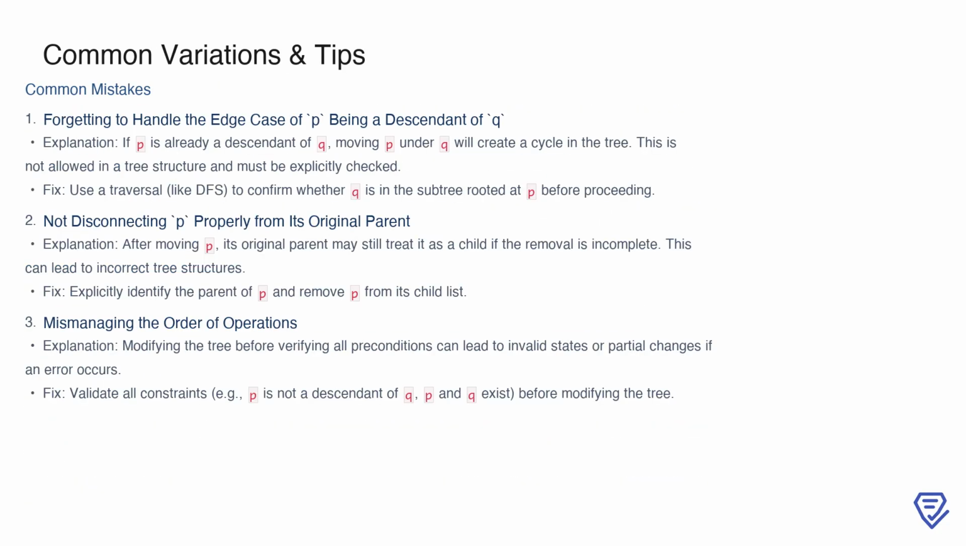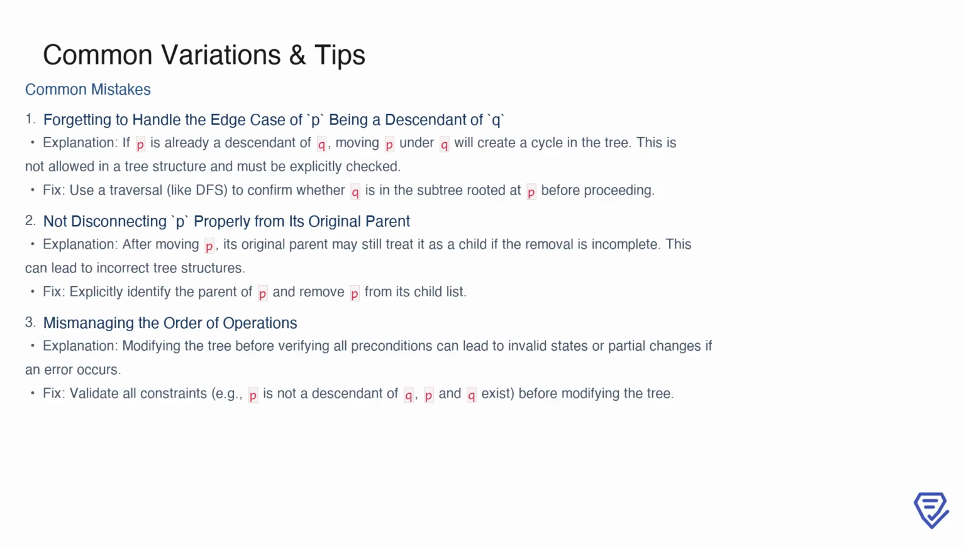When working on this problem, there are several common mistakes developers might encounter. First, forgetting to handle the edge case where p is already a descendant of q can be problematic. If you move p under q without checking, it creates a cycle in the tree, which violates the fundamental property of a tree. This can be avoided by using a traversal, such as DFS, to confirm whether q lies in the subtree rooted at p before making any changes.